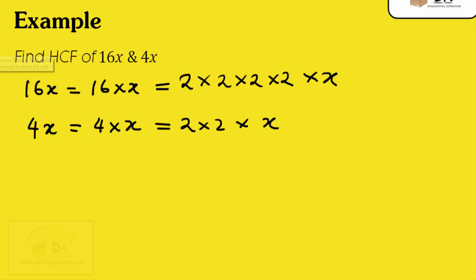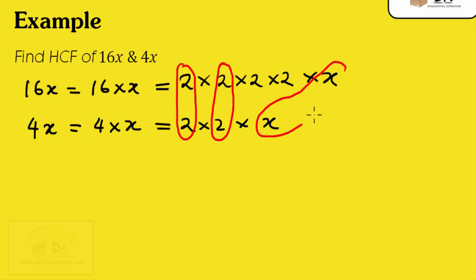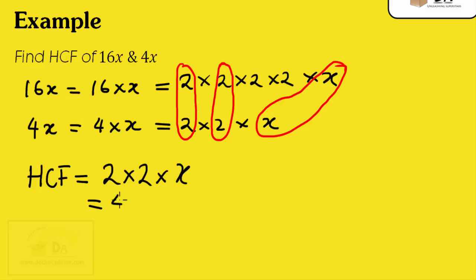So in terms of their common factors, we have one set of 2s. So 2 is here and 2 is here, so it's a common factor. We have 2 here and 2 here. It's also a common factor. We have x here and x here, so it's also a common factor of these two terms. The HCF, therefore, of these two terms is the product of all the common factors. So it's 2 times 2 times x, which is 4x. So the HCF of 16x and 4x is 4x.